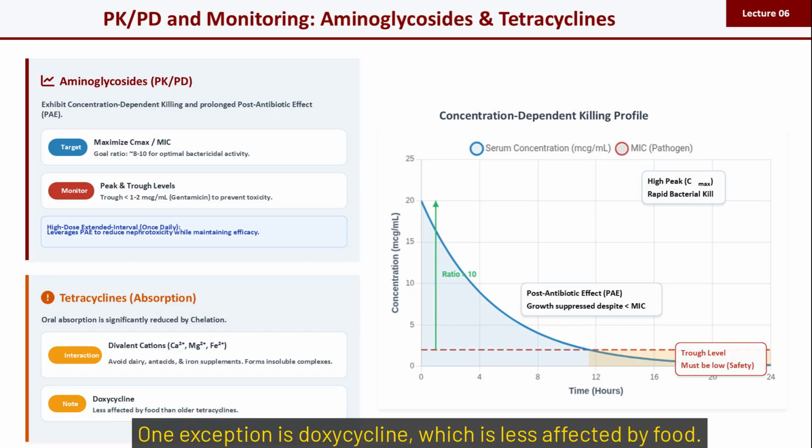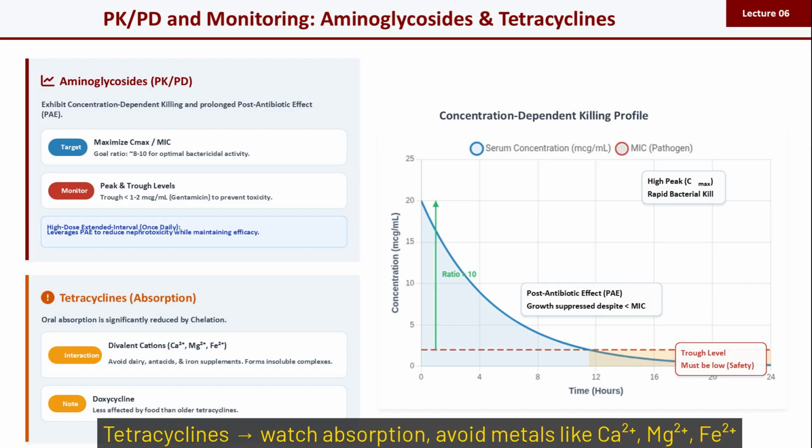So the key idea is, aminoglycosides → high peak, once daily dosing, monitor levels carefully. Tetracyclines → watch absorption, avoid metals like Ca²⁺, Mg²⁺, Fe²⁺.